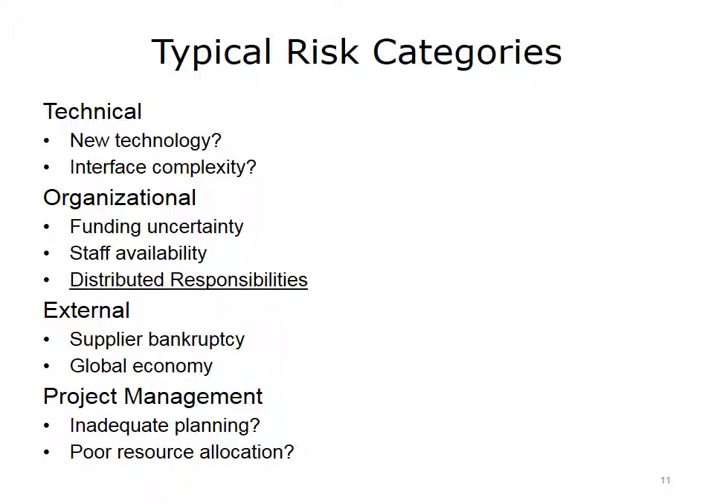This category recognizes risks that may exist because of insufficient planning. If you have failed to plan for certain activities or contingencies, that can represent a source of risk to the project. Another example of project management risk would be poor resource allocation, such as not using staff in sufficient quantity or in the right roles.